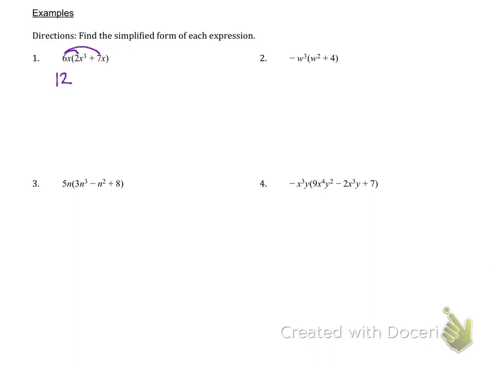And then remember when you would multiply, for example, if I did x times x to the 3rd, remember with these when you have 2 powers with the same base, you're going to add the exponents. So 1 plus 3 is 4. So this is going to be 12x to the 4th. And then plus 6x times 7x is 6 times 7 is 42, and then add the exponents. 1 plus 1 is going to be 2, so x times x is x squared.